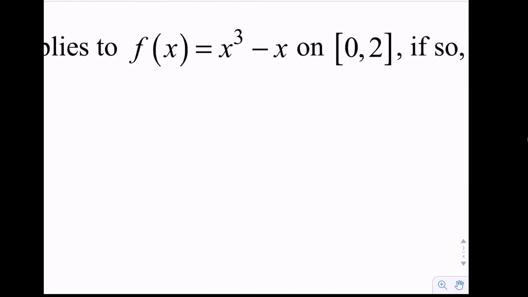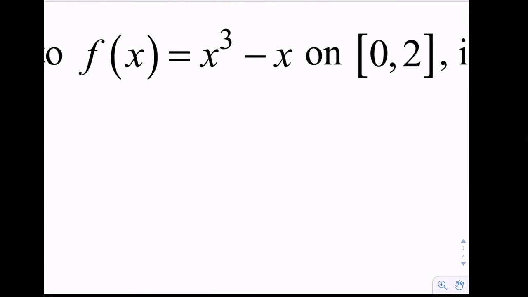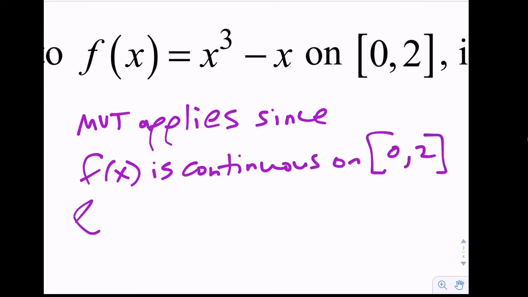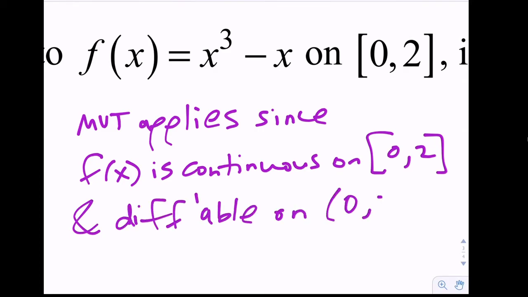We have a function again that is x cubed minus x. It's a what? Polynomial. So when you're handed polynomials, it's pretty easy because you know they're continuous and differentiable where? Everywhere. So on the closed interval that's given, yeah. So does the MVT apply? Yeah. So here we go. MVT applies. We'll answer the question like this. Since, or because, if you like that, f of x is continuous on the closed interval from 0 to 2 and differentiable on the open interval from 0 to 2. Nice.